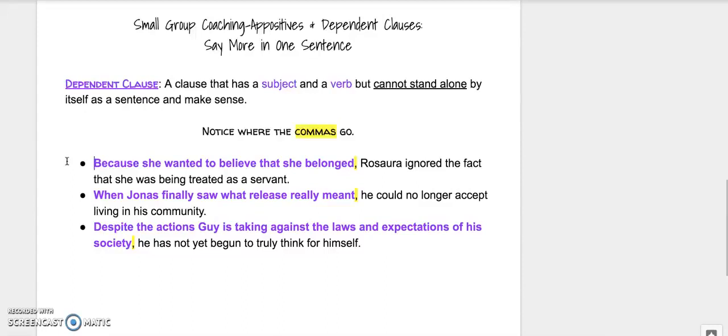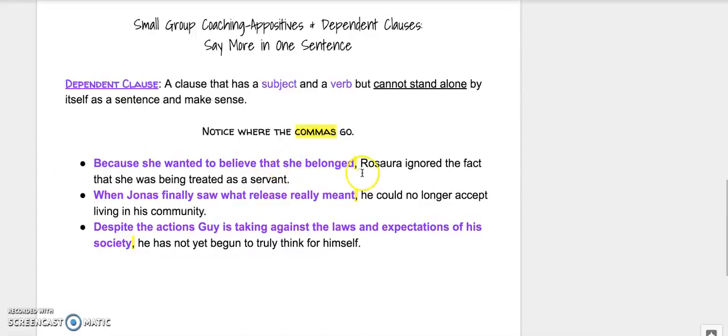Read the first one with me and you'll see it's not a complete sentence. It can't stand by itself. Because she wanted to believe that she belonged, I could not put a period at the end of that. It does not make sense by itself. It's incomplete. It's dependent upon the next part. Because she wanted to believe that she belonged, Rosaura ignored the fact that she was being treated as a servant.